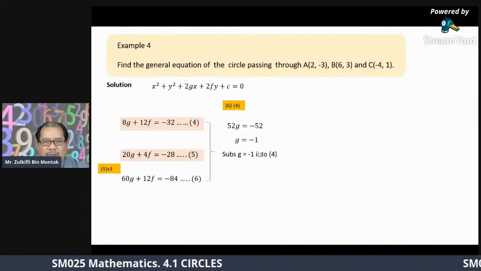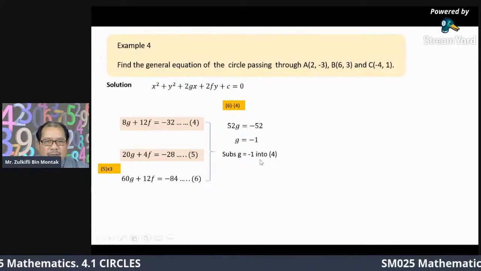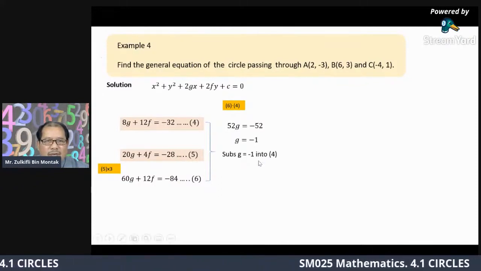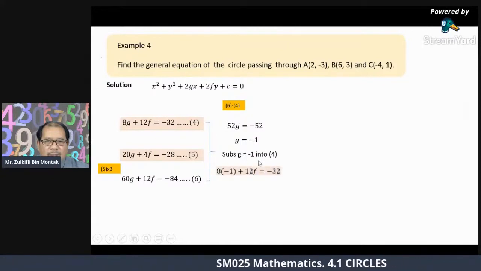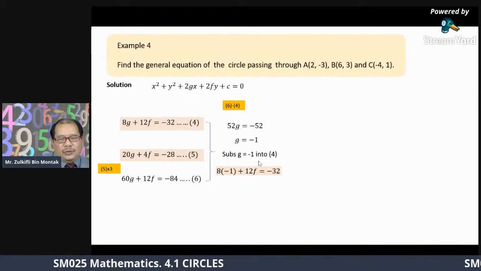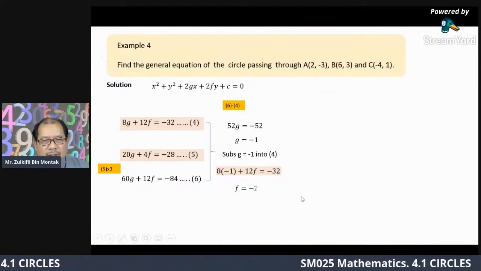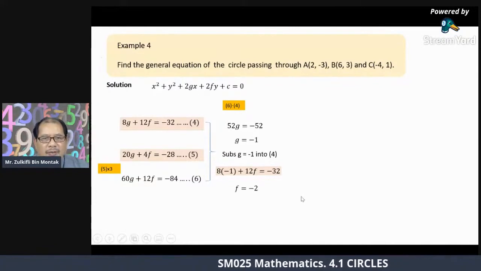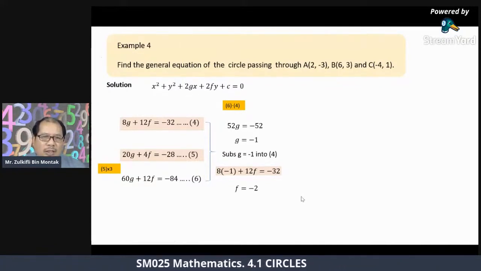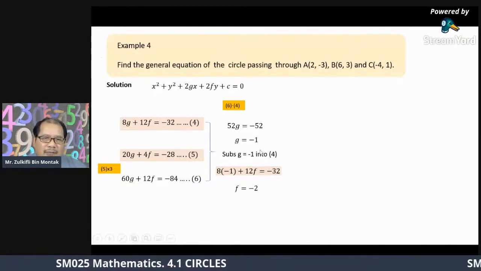Now we substitute G equal to negative 1 into equation number 4 in order to get F. 8 times negative 1 plus 12F equal to negative 32. Now we have F equal to negative 2. Now we have value F and value G.